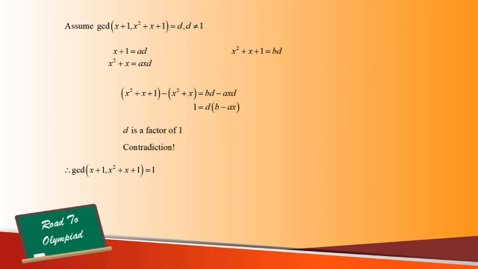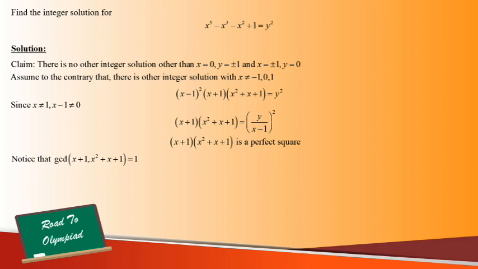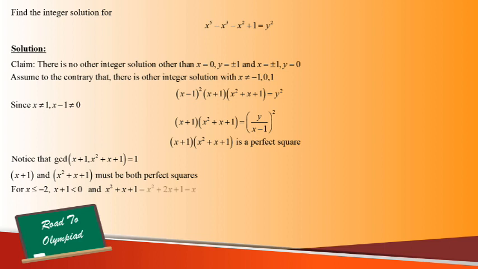Now let's come back to the proof. Since the GCD is equal to 1, in order for the product to be a perfect square, x plus 1 and x squared plus x plus 1 must both be perfect squares. However, for the case of x less than or equal to negative 2, we have x plus 1 is negative, and x squared plus x plus 1, which is equal to x squared plus 2x plus 1 minus x, or (x plus 1) squared minus x, is a positive number. So the product is negative, and thus it will never be a perfect square.